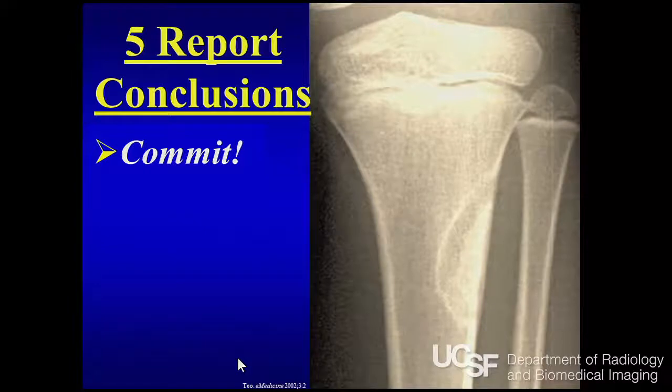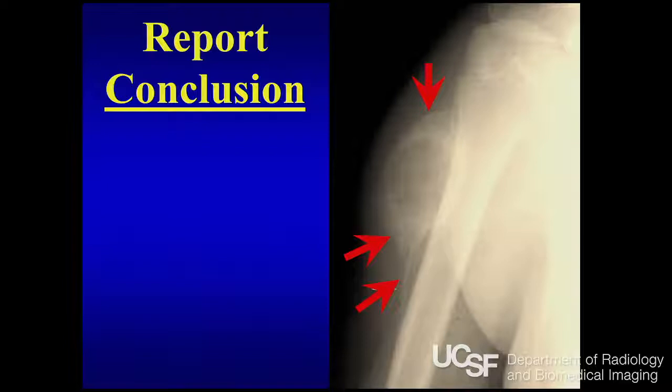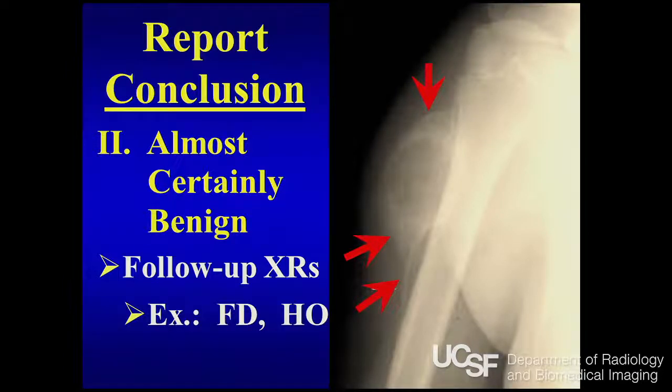And then when we have gone through those systematic discriminators, we want to report that concludes what we think is going on. We need to commit and synthesize our findings. So do we think something is benign, such as this don't touch lesion, a non-ossifying fibroma that should not be biopsied and needs no further workup? Alternatively, we might conclude that the lesion is almost certainly benign, such as this case, where follow-up radiographs may be appropriate. That may be the case with fibrous dysplasia or in a case like this of heterotopic ossification.